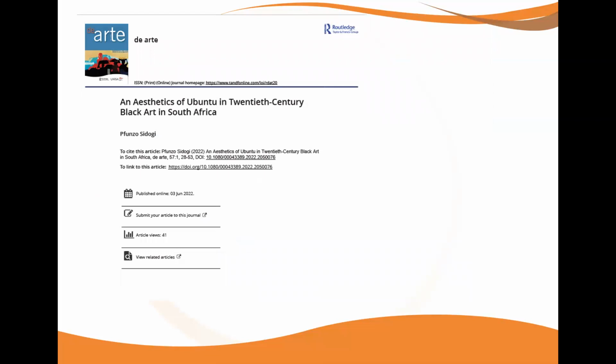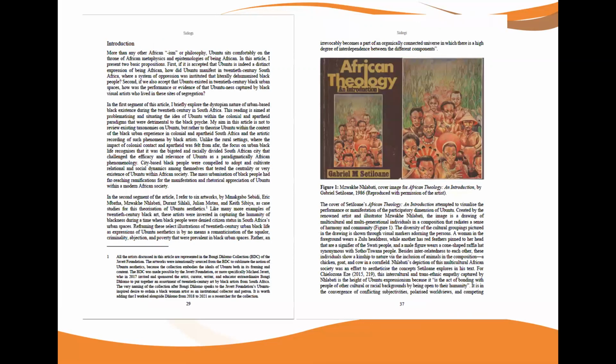So this is an article. The start of every article will contain some important information such as the title and the author, and also how to cite the article. And this is how this article looks if you download the PDF.